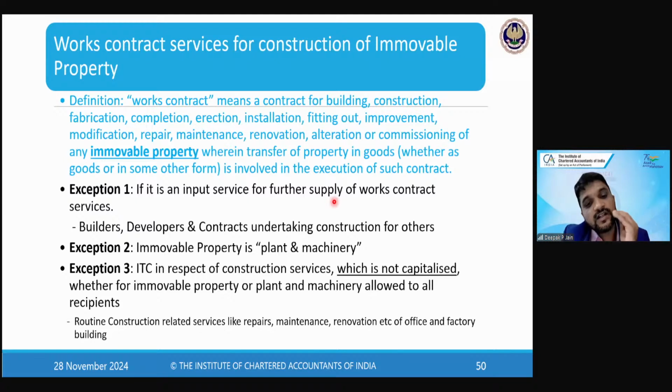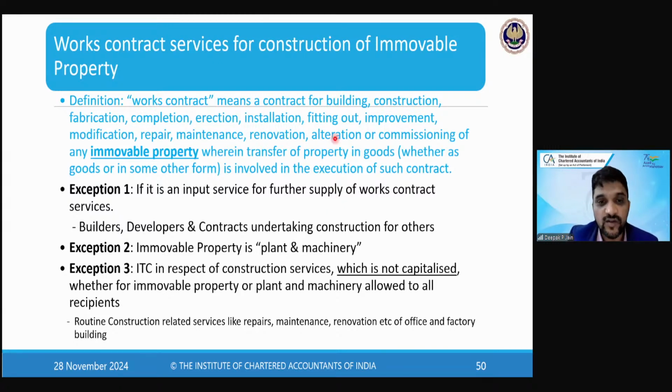Second exception is if that immovable property is a plant and machinery. जैसे आप एक lift install करते हो, or you are into, forget the lift example, you are into the business of oil, Indian Oil Corporation. Now, where will they store their oil? In big tanks. Can they just buy the tanks and keep them? No. They will have to construct the big tank. They have to do the works contract service for that. They have to do building and construction of big tanks so that the petrol can be stored there. So that tank is a works contract, but it is a plant and machinery for that business. So they can claim credit for that.